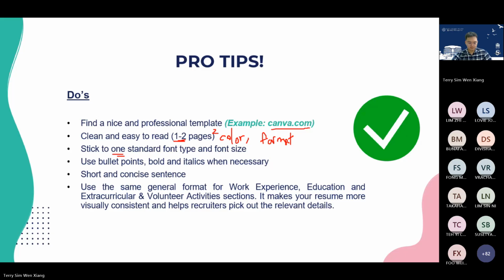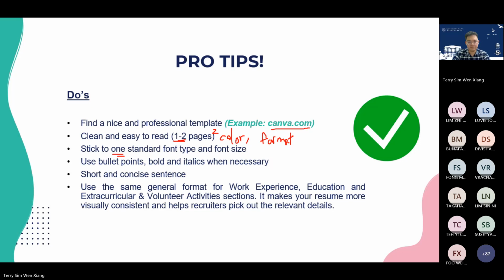You should keep it short and concise. You don't want it to be too lengthy, but not too short. Make sure it's impactful in a way that it has all the information and all the things that you need, all in one page maximum. As mentioned, you should use the same general format for all your sections: your education, your work experience, your ECA and volunteer activities, and also your references.